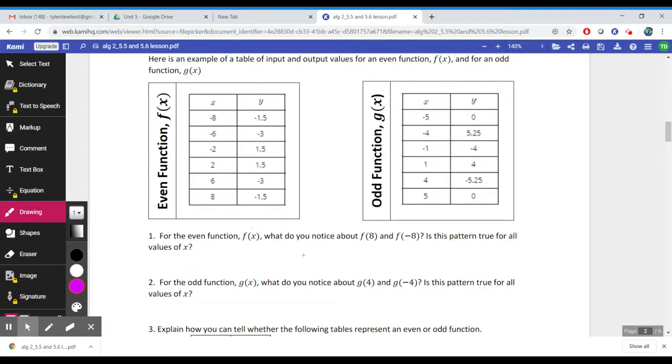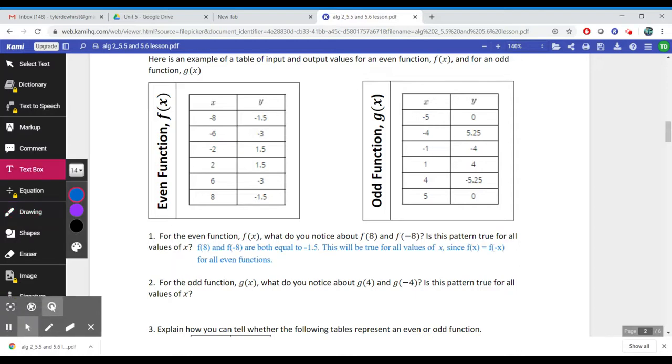Go ahead and write down something that you notice, and I will share with you what I came up with in just a moment. So here's the response I came up with. I said f of 8 and f of -8 are both equal to -1.5. This will be true for all values of x, since f of x is equal to f of -x for all even functions. So we can verify that this pattern is true as well. Don't just take my word for it. If we look at inputting -6, we can see that we get -3.